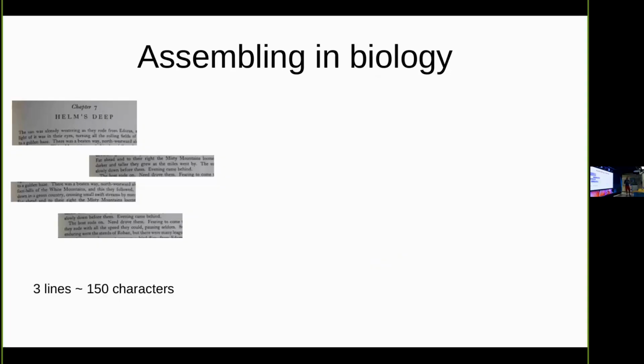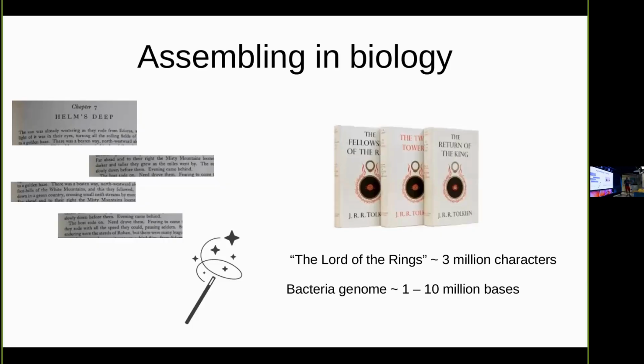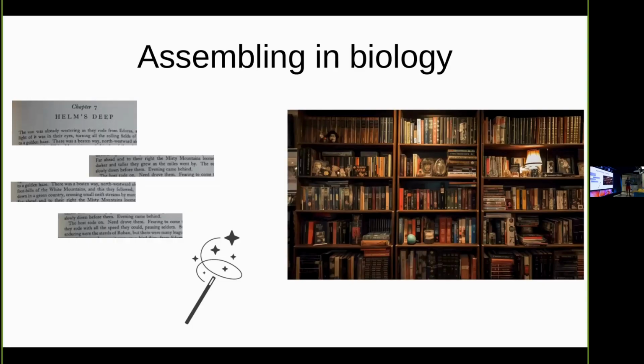And if I can do an analogy here, just to give you a grasp of the problem we are dealing with: 150 characters is roughly 3 lines of a book. So imagine I give you a bunch of 3 lines and I tell you, well, now try to assemble that into the Lord of the Rings trilogy, which is roughly 3 million characters, whereas a bacteria genome is 1 to 10 million bases. That would be the issue you are dealing with. However, as we are sequencing not one organism but the entire water mass, we don't have only one genome. We have hundreds of them. So that would be really like trying to assemble 3 lines into libraries with hundreds of books.